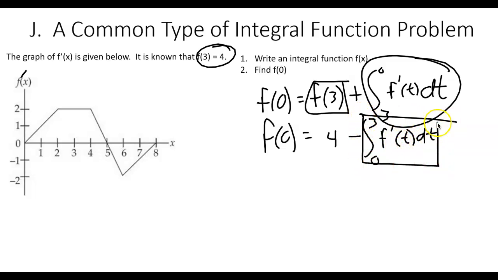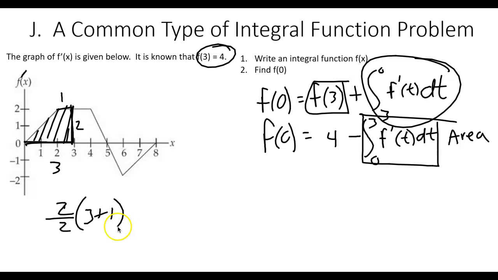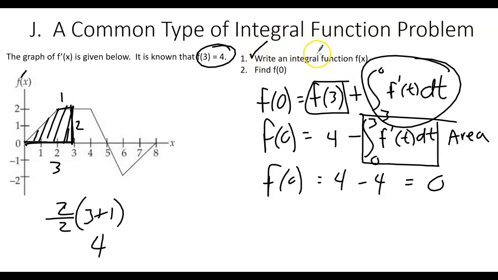Now what this is, is the area under the curve. From 0 to 3, I want to find the area of this shape. That's a trapezoid. So the base is 1, and this base down here is 3, and the height is 2. The area of a trapezoid is height divided by 2 times the sum of the bases. And so I get 4. So f of 0 is 4 minus 4, which is 0. I started off by finding an integral function because that's really helpful for answering questions like that.